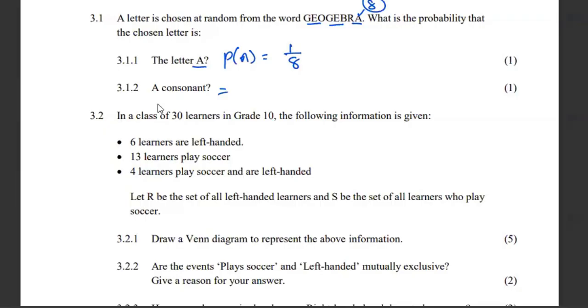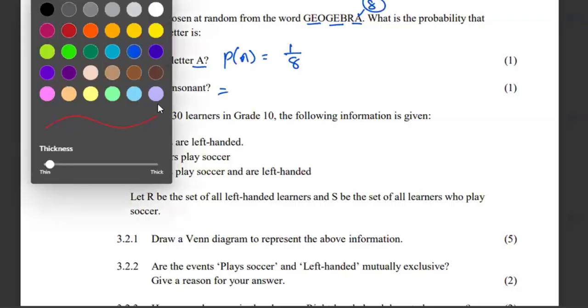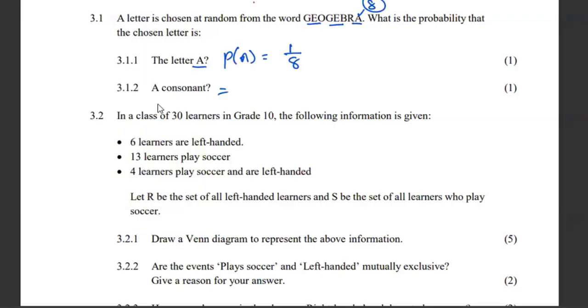Then a consonant, we know that a consonant is basically the opposite of a vowel, okay? So we have 2 vowels here, 3, and then 4, meaning that we are left with 4 letters that are consonants. So it's 4 over 8, which is the same as 1 over 2.